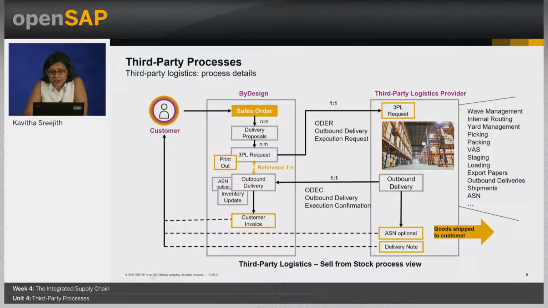The focus and execution now shifts to the third-party provider side, and these steps are carried out outside the Business by Design system because it's not a part of our system. After the actual physical execution of the shipment, and the goods is completed at the warehouse, a message communication back to the Business ByDesign system creates the outbound delivery document. The release of this delivery document updates the inventory and also initiates the customer invoicing process.